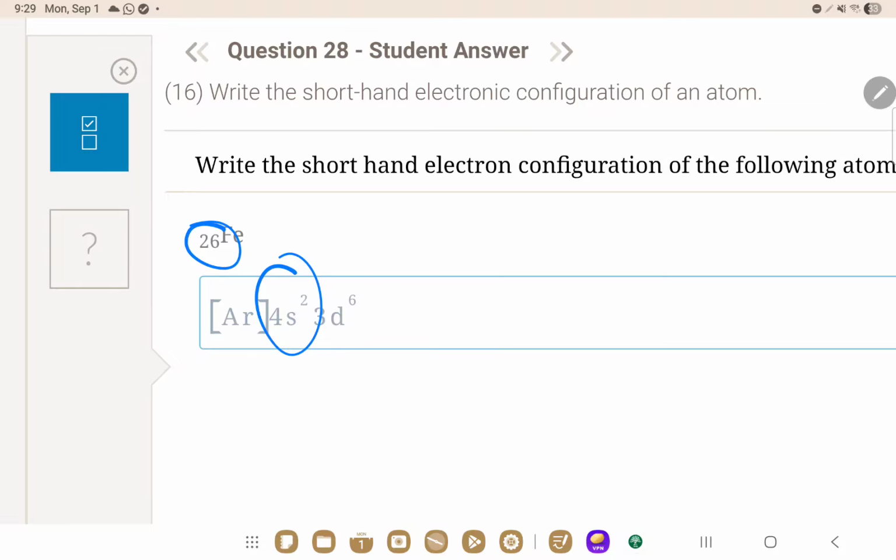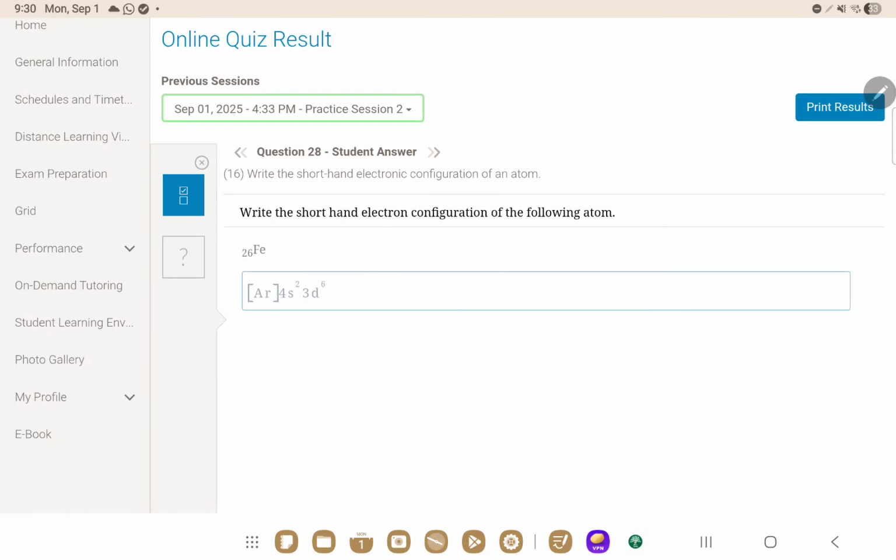So if argon has 18, always after argon you start with 4s2 until you finish the number of electrons needed. So argon has 18. 18 plus 2 is 20. So then you have 3d6. At the end, I'm gonna give you a small notice about the D subshell, for it has 2 exceptions. But I'm gonna leave that till the end of the quiz. We have 2 more questions left.